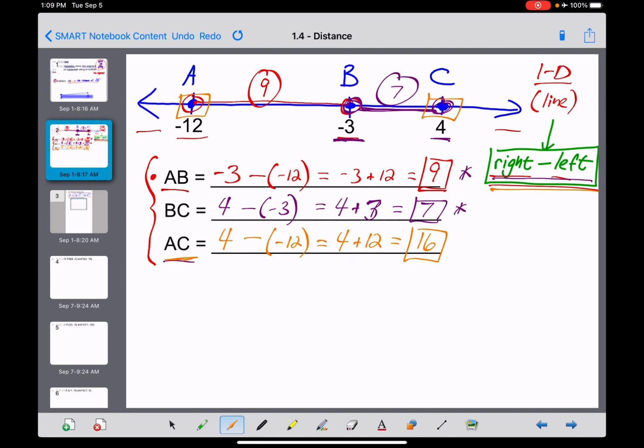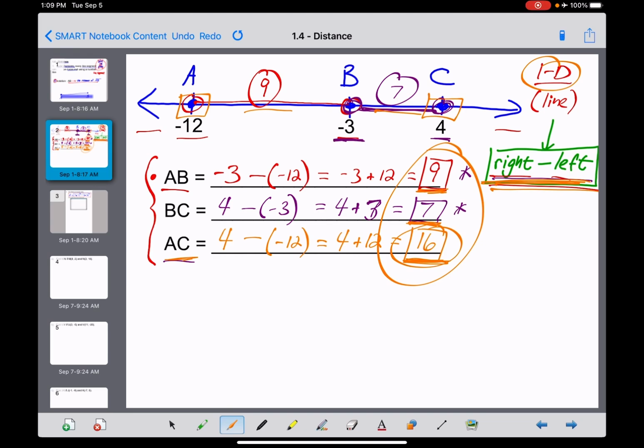So I'm hoping here you saw this already. The 9 that we got for AB and the 7 that we got for BC, that makes a lot of sense with an answer of 16 because of the segment addition postulate. 9 plus 7 should get you that 16 we were looking for, the whole thing. So that's the distance formula in one-dimensional space, guys. It's simply your right endpoint minus your left endpoint. Pretty simple and pretty easy.